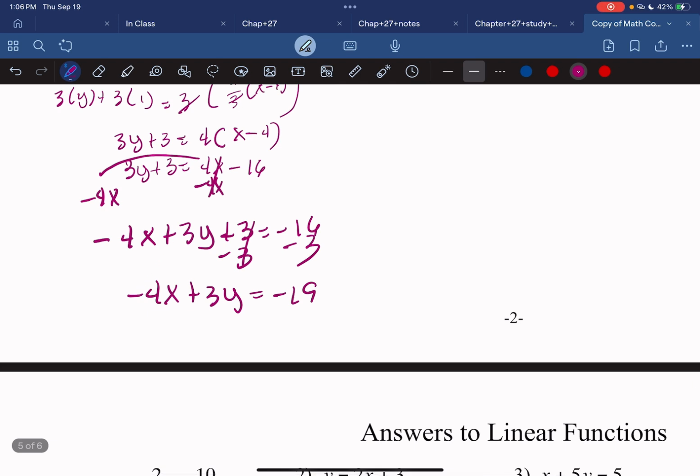And we can't have a negative x in front of an equation, so we have to change its sign. And if you change the sign to one thing, you have to change the sign to everything. So our final answer is going to be 4x minus 3y equals +19.